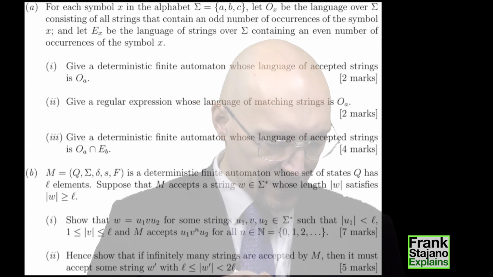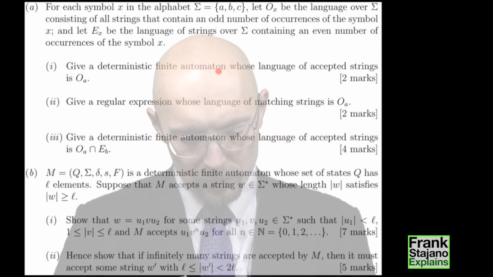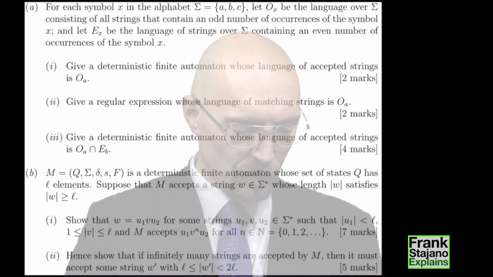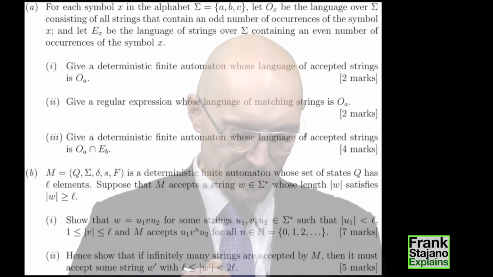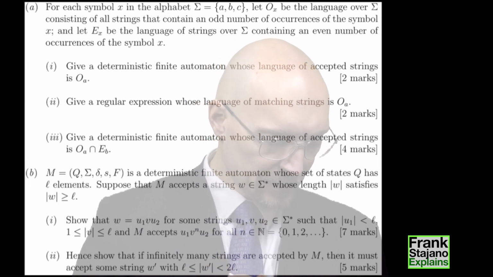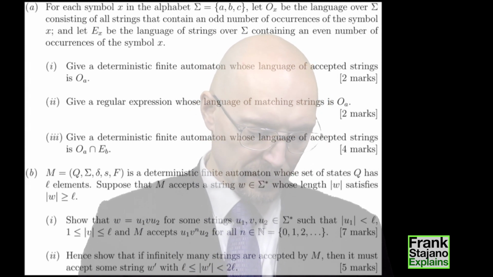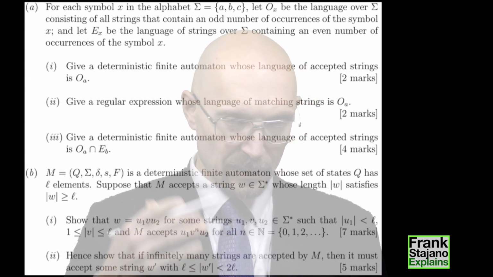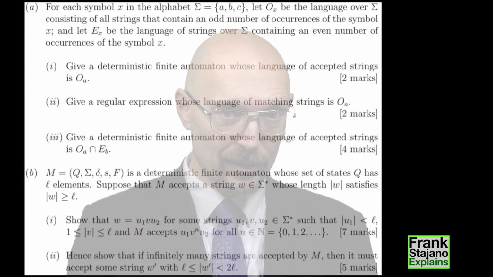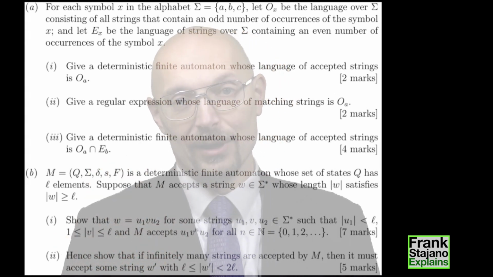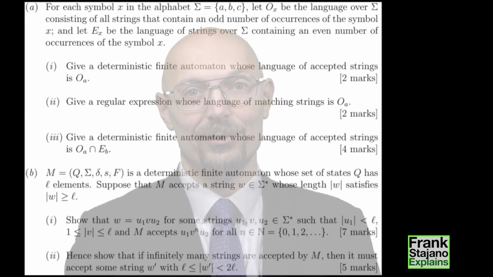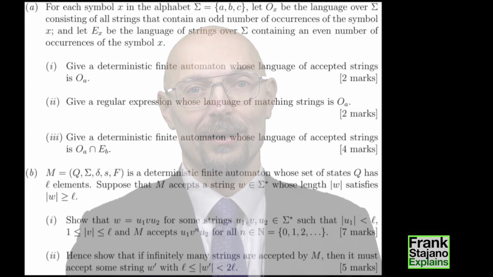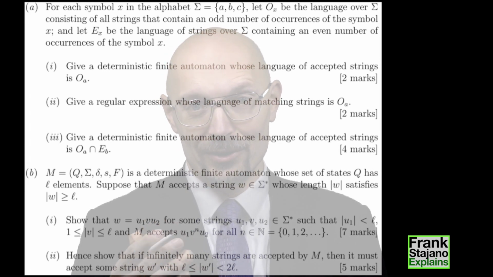So the first sub-question in part A is: give a deterministic finite automaton whose language of accepted strings is O of A, the language of all the strings over {A, B, C} that contain an odd number of A's. Okay, well that looks pretty easy. If I consider the parity of A's in a string, that's basically only two possible states, an even number of A's or an odd number of A's. And I should remark, because I have been surprised to hear that a number of my students thought otherwise, that 0 is an even number.